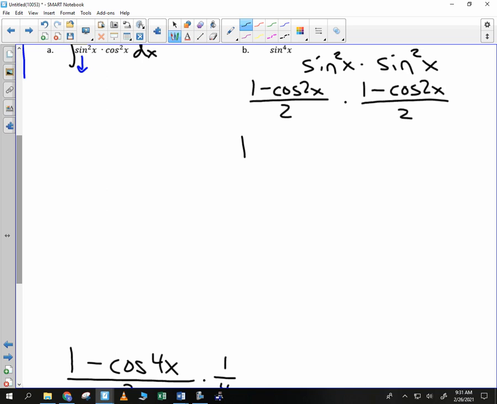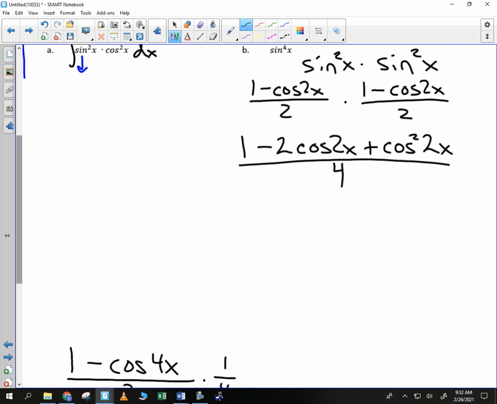So I'll get a 1. I'll get a minus cosine of 2x and another minus cosine of 2x. So minus 2 cosine of 2x. And then my negative cosine of 2x times negative cosine of 2x would be positive cosine squared of 2x. That's all going to be over what? 4. Good work. So I'm pretty much at the same spot I was last time. Do I have all cosines? Yes. Do I have all single powers? No. I've got a squared. Time to get rid of the squared.